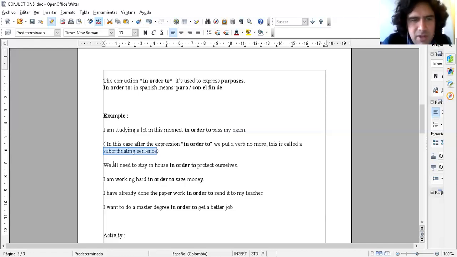The other example. We all need to stay in our house in order to protect ourselves. Entonces ahí nosotros, todos nosotros necesitamos quedarnos en la casa in order to, para o con el fin de protegernos nosotros mismos, ourselves, ¿ok? Entonces, check, only the verb, solo el verbo, ¿listo?